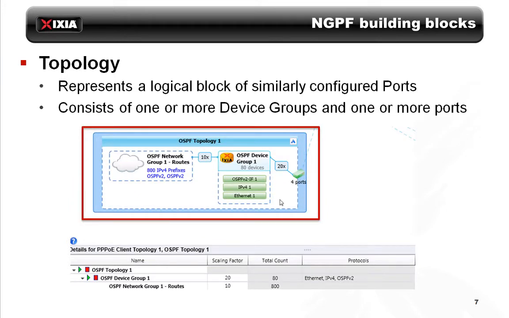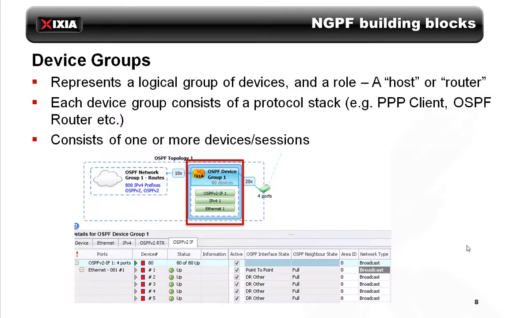I can add more device groups to the topology if I want. I can change the multiplier, we'll get into that later, and I can also add and remove ports to the topology. Inside the topology you have device groups. A device group represents a logical group of devices and a role for those devices, such as hosts or routers. Each device group consists of a protocol stack.